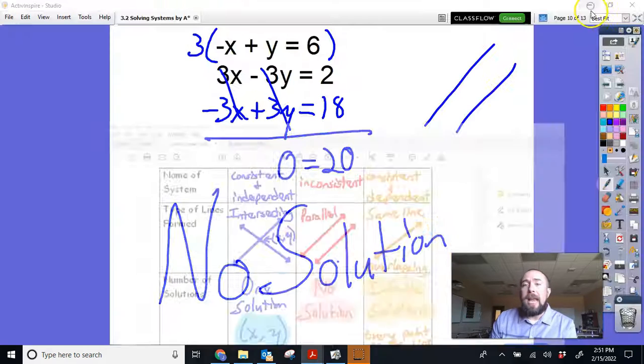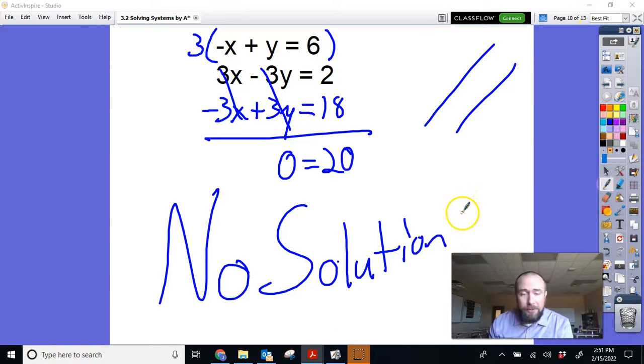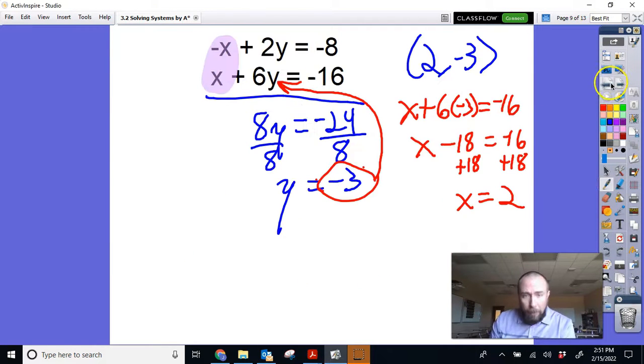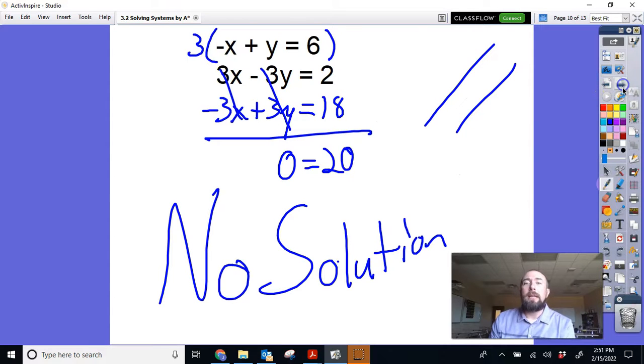So guys, you have the same 3 possible answers that we had before. You can get a point, or you can get no solution if they're parallel, or you can get infinite if they're the same line. All right, I got one more thing I'm going to show you.